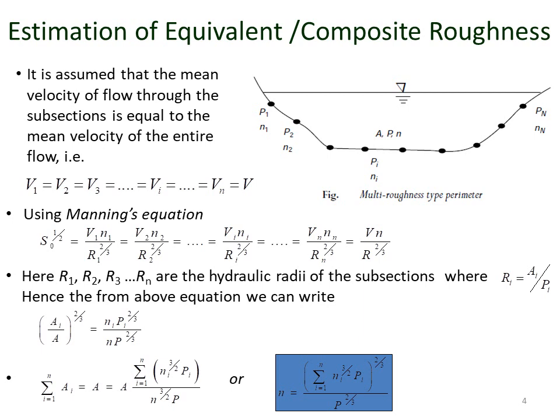And manipulating this equation, we can write the last equation of this slide, which is highlighted in blue and is given by N equals the sum of Ni to the power 3/2 into Pi, whole raised to the power 2/3, divided by P to the power 2/3. So N here is of course the equivalent or the composite roughness coefficient of the whole channel, and thus we can use this value of the coefficient in Manning's equation for the whole cross section as a representative value.